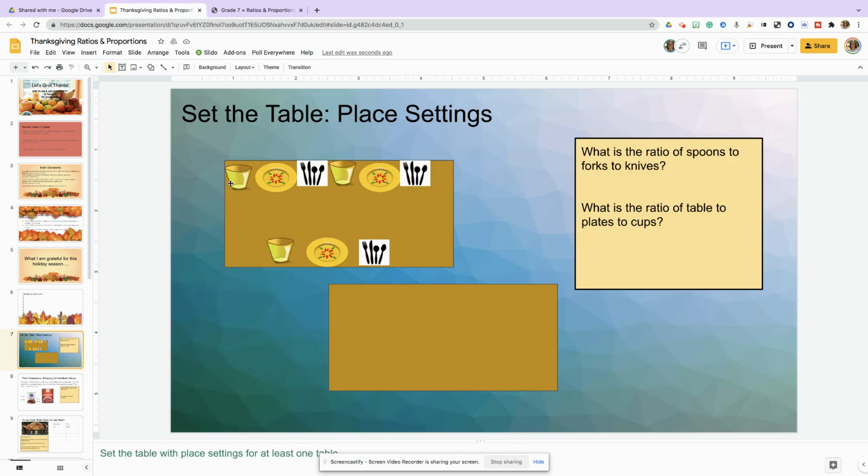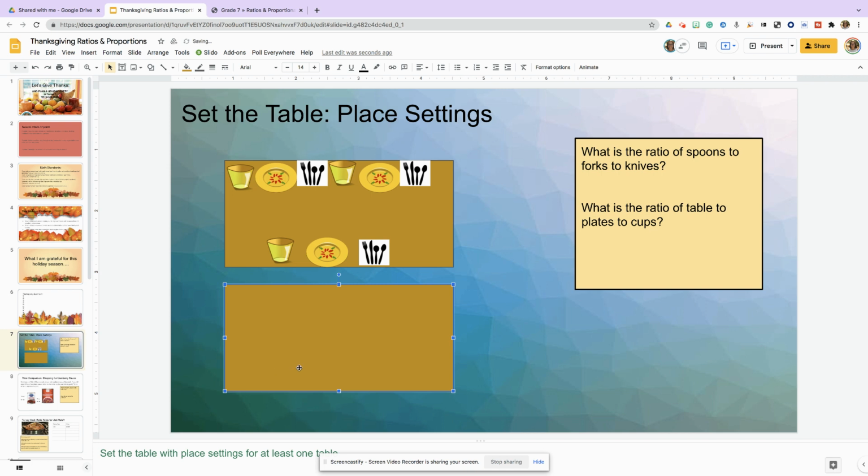And then they're going to use these fun little images to set the table. And they're going to write some ratios about their place settings. So these are all images that students can drag and they can make a copy depending on the size of their table. They can copy the table and they can have several tables depending on how many guests they've included. And then they'll write some ratios about their table and place settings.